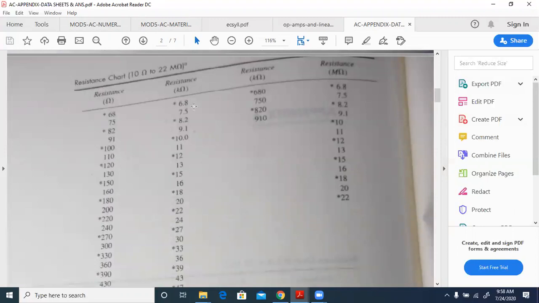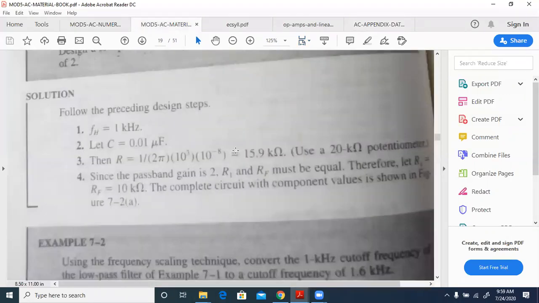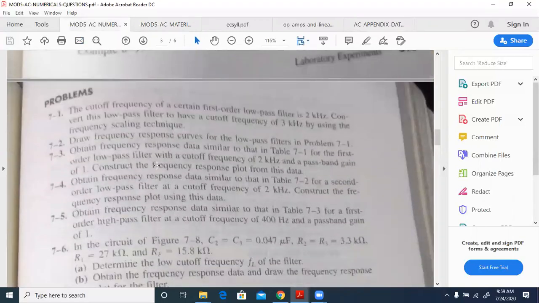No, 6.8 is available, 6.5 is not available. So it might be better to use the part, but even for that matter, 62 and 68 are available. So correspondingly, you'll get 6.2 or 6.8. Therefore, you can divide by 1000 and multiply by 1000 to get the standard values. Okay, so we'll get the potential value there. Now we'll go for the next problem.